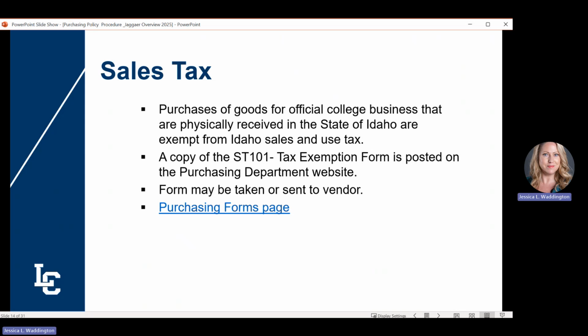LC State is exempt from sales tax. Purchases of goods for official college business that are physically received in the state of Idaho are exempt from Idaho sales and use tax. A copy of the ST 101 tax exemption form and the ST 104 lodging exemption form are posted on the purchasing website. These forms can be taken or sent to the vendor. One note that goods that are picked up in a state other than Idaho, for example, a purchase of goods that are picked up in Washington, would not be exempt from the Idaho sales and use tax.